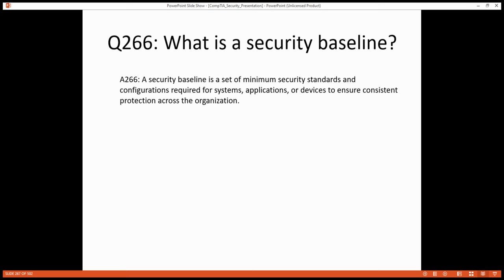Q266. What is a security baseline? A266. A security baseline is a set of minimum security standards and configurations required for systems, applications, or devices to ensure consistent protection across the organization.